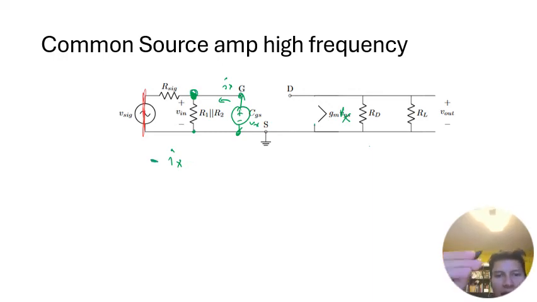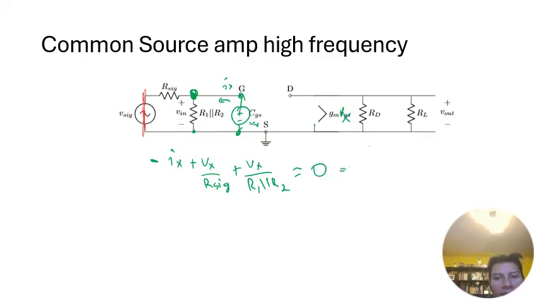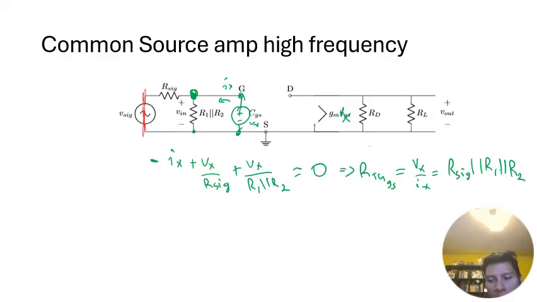So we have negative Ix. I got a little ahead of myself. Negative Ix plus Vx over R sig plus Vx over R1 in parallel to R2 has to be equal to 0. And that's just going to give me that R Thevenin GS, which is equal to Vx over Ix, is just equal to R sig in parallel to R1 in parallel to R2. That's it.